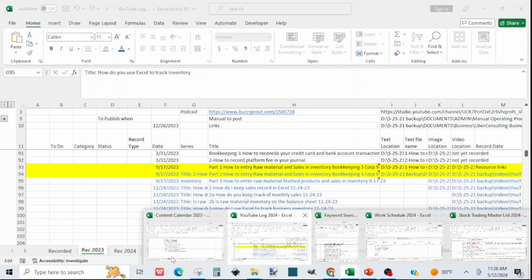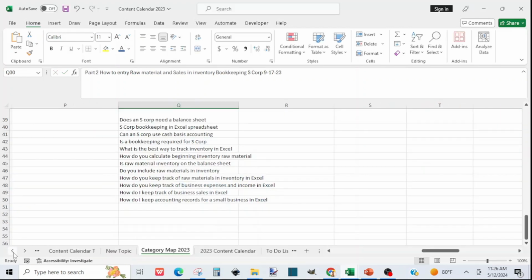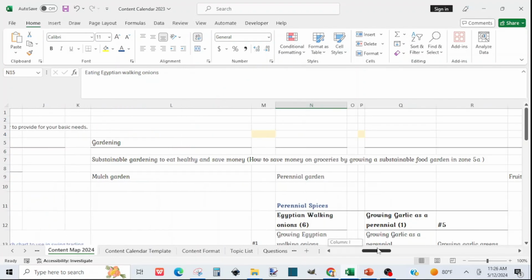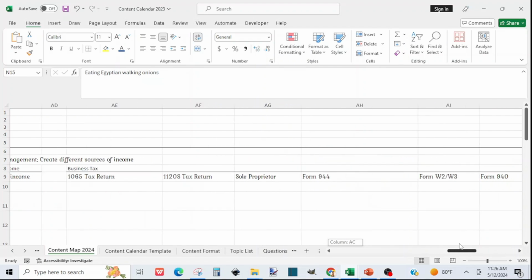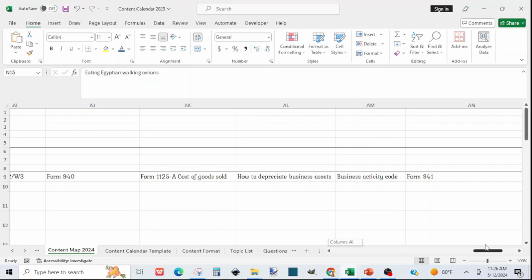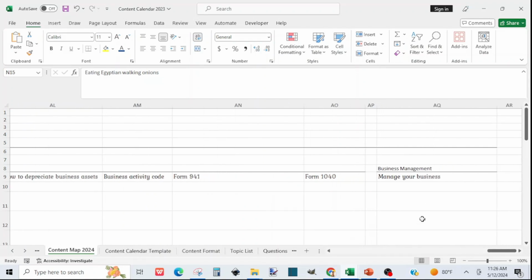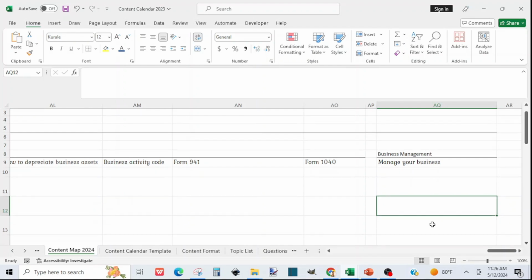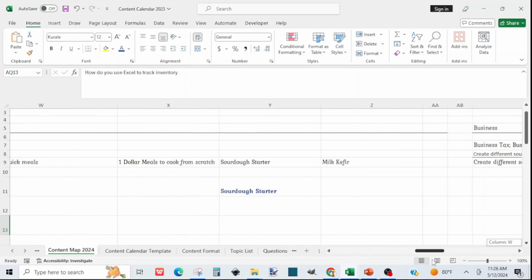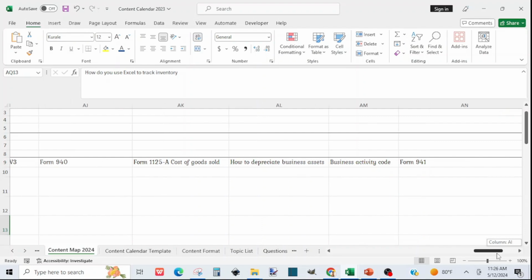And if we go back to the 2024 that we are creating, and we go all the way to business management, I don't think I'm starting things on the 11 or the 12. Yeah, the 13 is the first one. So yeah, and then I will pretty much do that.